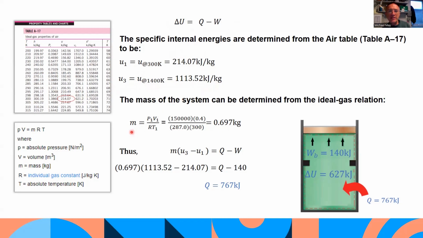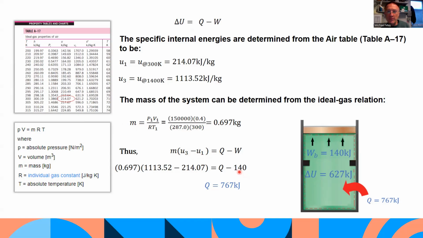Now what we need to know is the mass, and we can use the ideal gas law, PV equals mRT, transpose it to get m on its own. We have the initial pressure, we have the initial volume, we have the specific gas constant for air, and we have 300 Kelvin. And that works out to be 0.697 kilograms. So we have the mass with the specific internal energy. So that will give us the change in specific internal energy. So that will give us the change in internal energy once we multiply it by the mass.